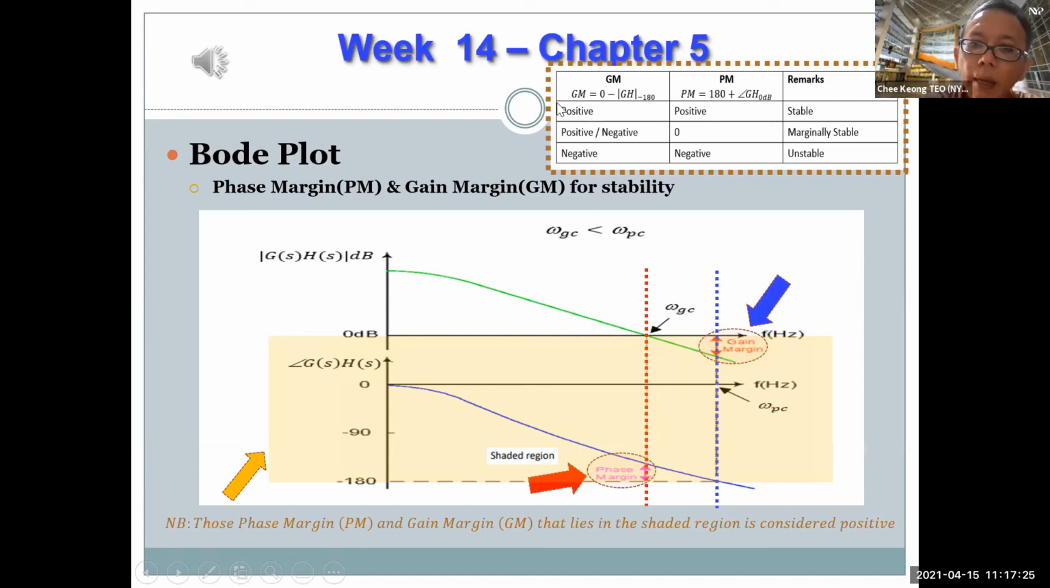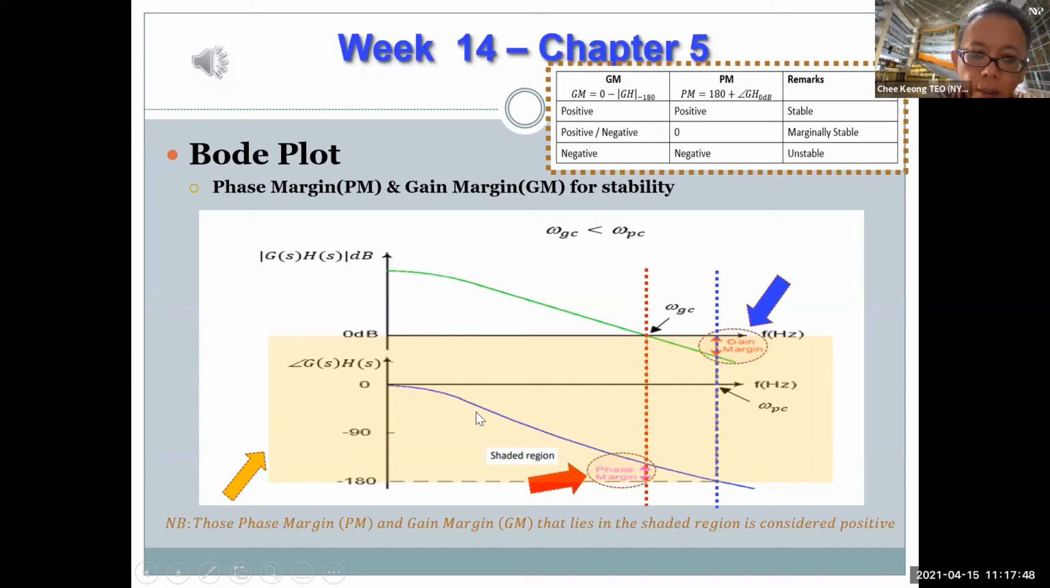So the moment both of them are positive, then we say that the system is stable, right? Now, of course, there is a situation whereby if your gain plot cuts exactly at 0, so there is no gain phase margin at all, then you have a 0 phase margin. And when you have that, it is called marginally stable.